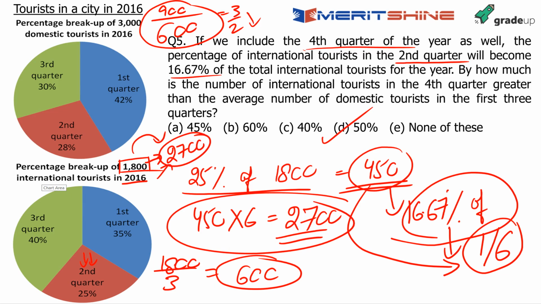Oh yes, you are right. You are right. In fact, I just created the question before the session. Okay, I'll check it. By how much is the number of international tourists in the fourth quarter greater than the average number of? Look, I made a mistake. You could also have made a mistake. What a stupid mistake. So look at this like this.